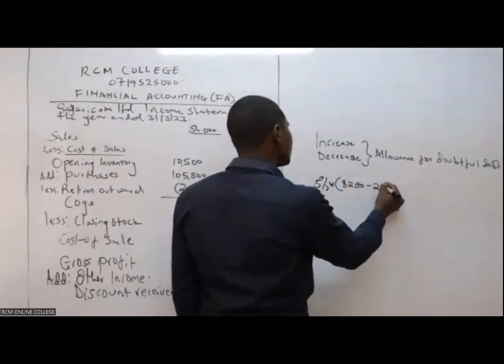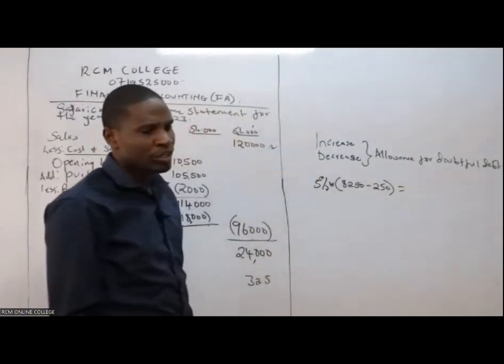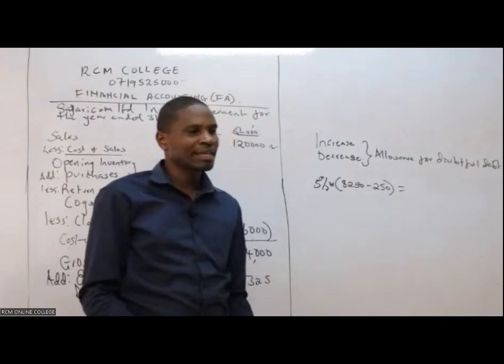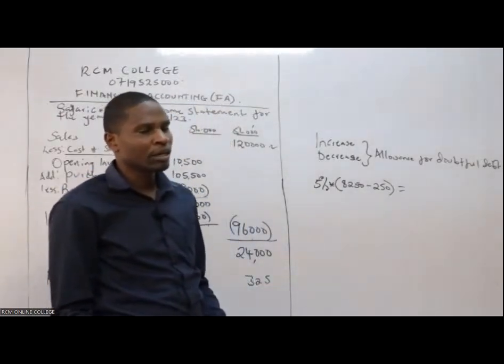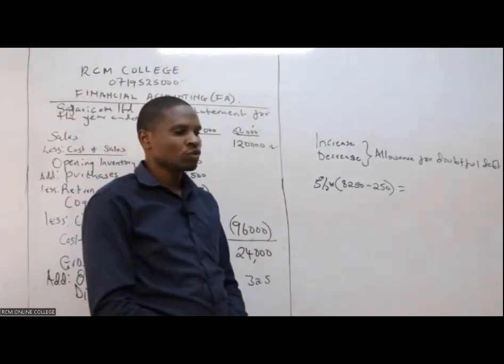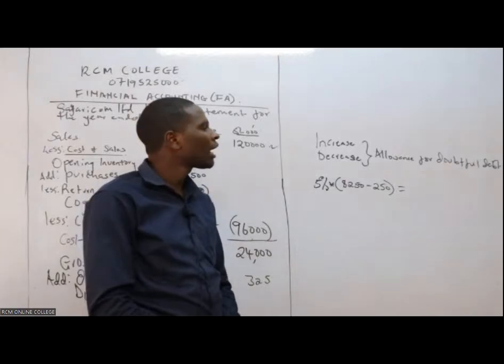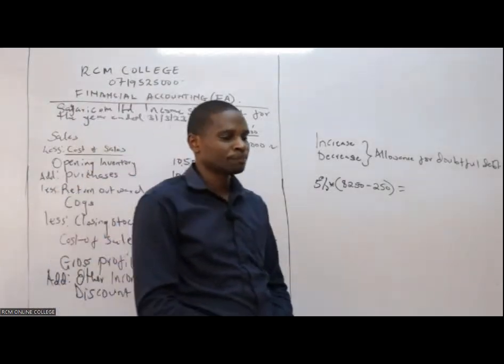8250 minus 250 minus 250. How much do we get as allowance? What was allowed? 5% of 8,000. It was allowed, that was the provision. The provision was given for 450 and then the allowance was 5%. So can you give me 5% of 8,000?